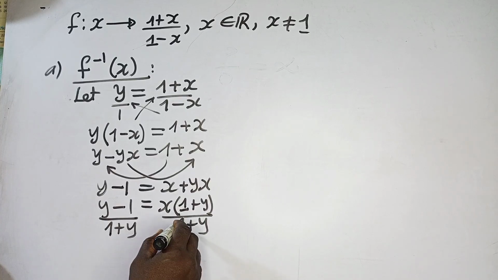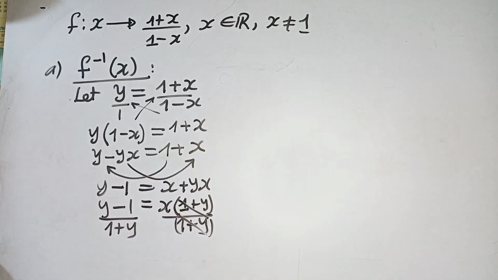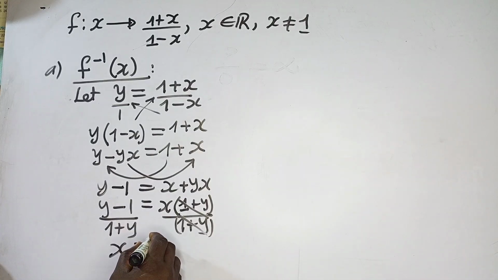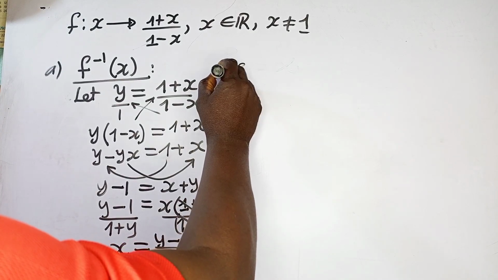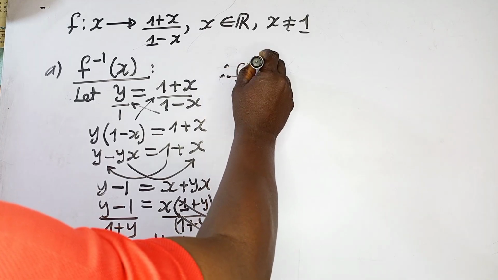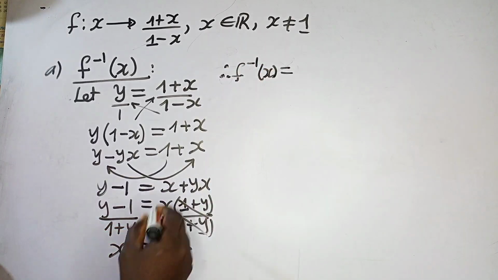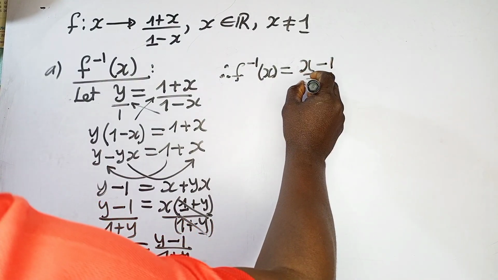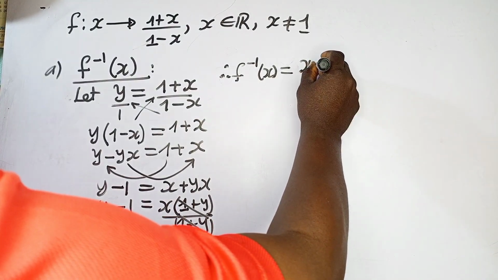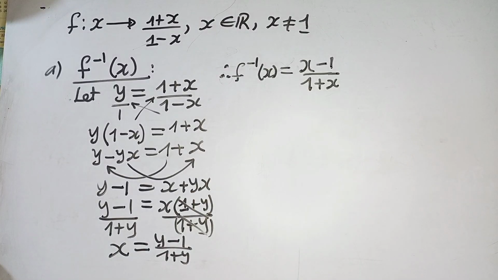All right, so if we look at it, 1 plus y, the same expression, cancels out. So we can see x equals y minus 1 all over 1 plus y. This is the expression for x. The final step now is to get our expression. Therefore, our inverse function will now replace y with x in this expression. We'll replace y with x. In that expression, we'll get our inverse function. All right? That is our inverse function.